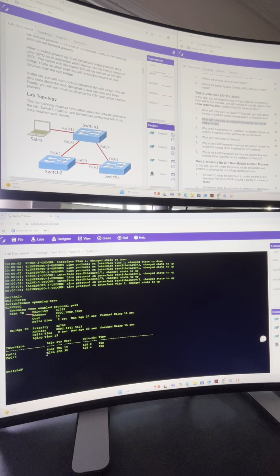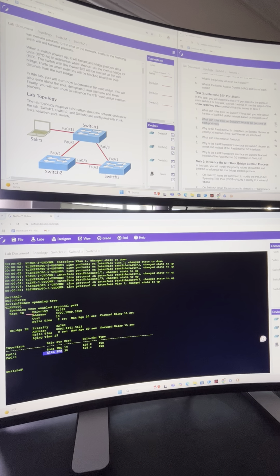And it's in the blocking state, in the alternate state, just in case this port right here to switch 1, which is the Fast Ethernet 0/1 connection, is taken down for some reason. Switch 2 will still have an alternate path, which would be through Fast Ethernet 0/3 to get to the root bridge, which will be switch 1. So that is why we have root ports, which is the best current route to the root bridge, and the alternate port is a backup just in case the root bridge goes down. It'll still have a path.